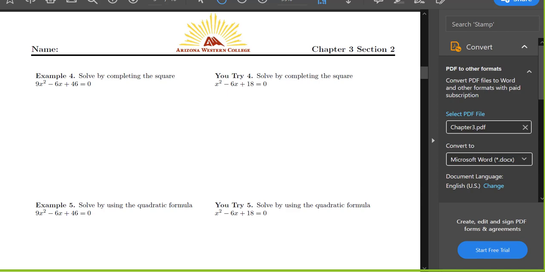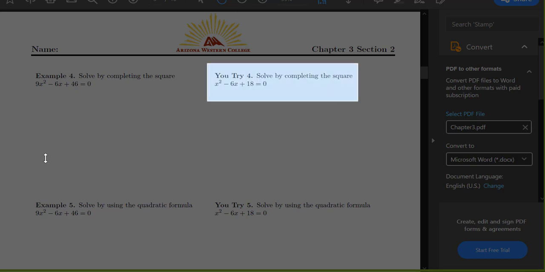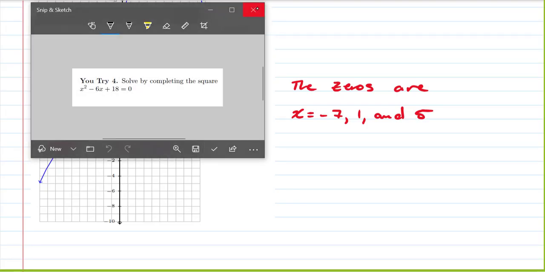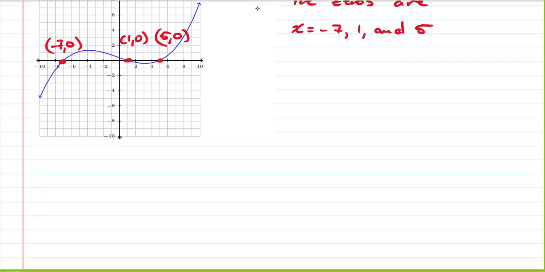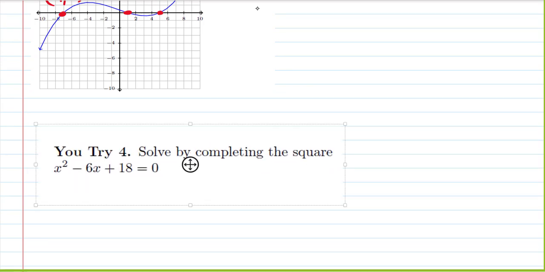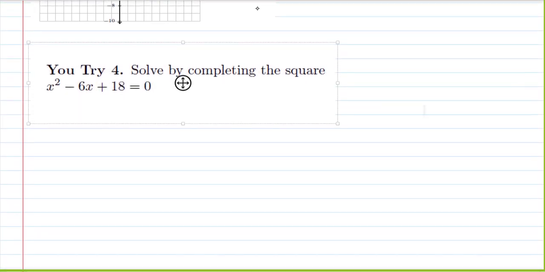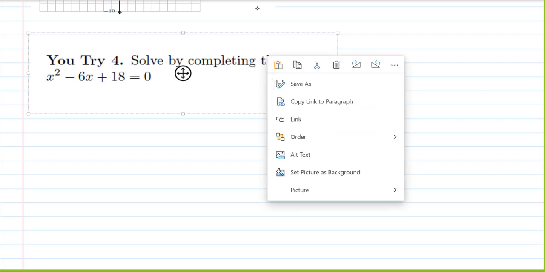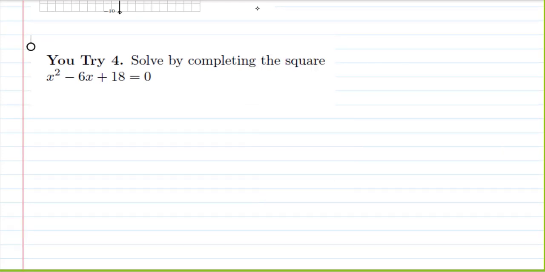All right, so for our next one, we're going to skip example 4 and go directly to U Try 4. So completing the square is a wonderful tool, but it is a terrible way to solve quadratic equations. So we're going to talk about some other methods to do so. I don't really want you to use completing the square to solve anything, but I do think we need to see it and help us understand what it is.